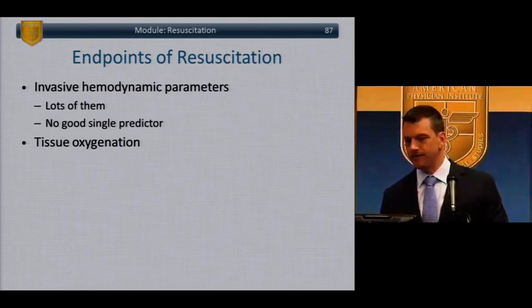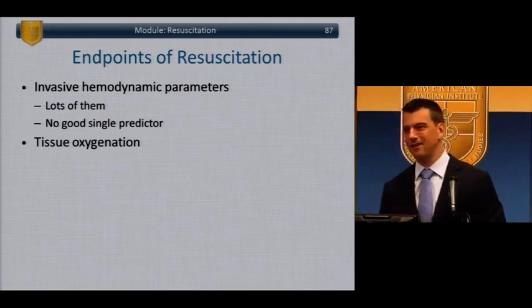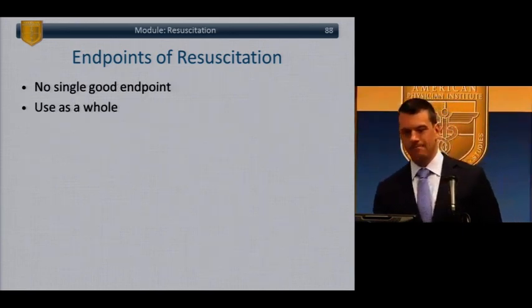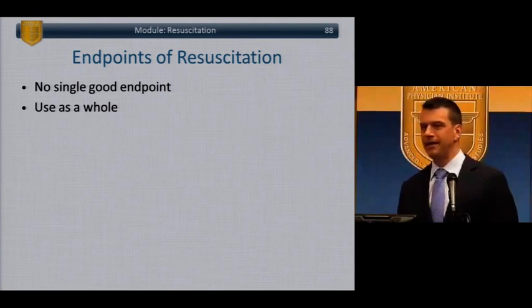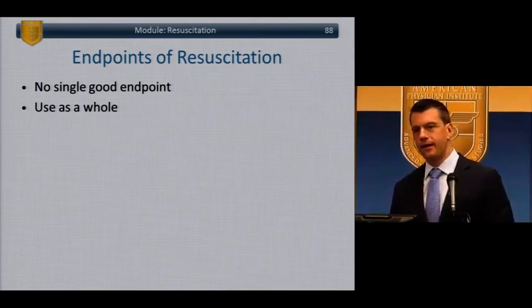Invasive hemodynamic parameters, there's a ton of them. No good single predictor. If you look in all the magazines, they have these tissue oxygenation probes that go on the thenar eminence and other places. Again, not really in widespread use. I imagine they're expensive though. So you've got to look at the patient as a whole. Are they starting to make urine? Is the mental status improving? Have they cleared their lactate if it was elevated? All of these things can help you within that.